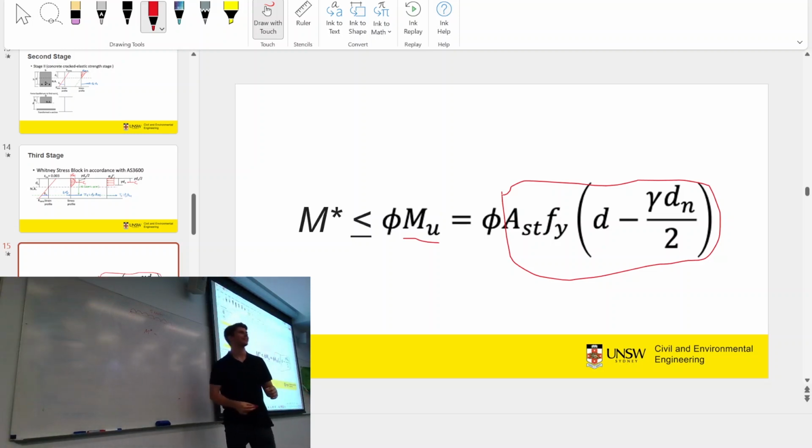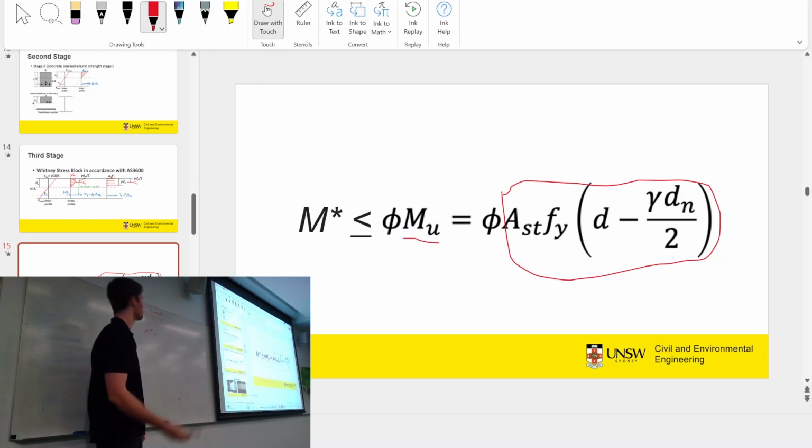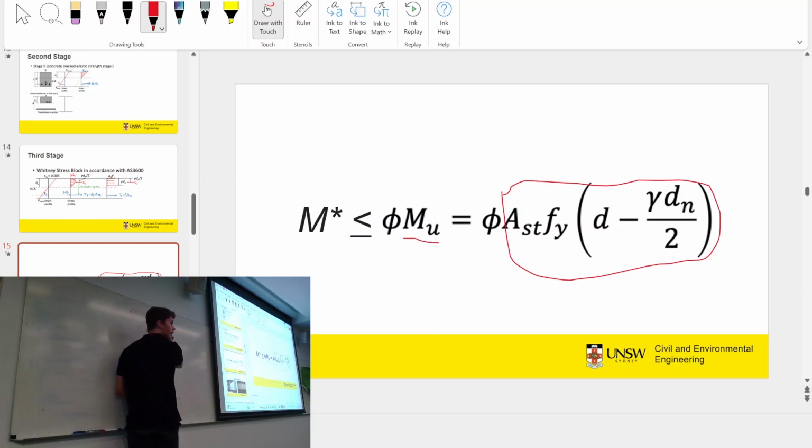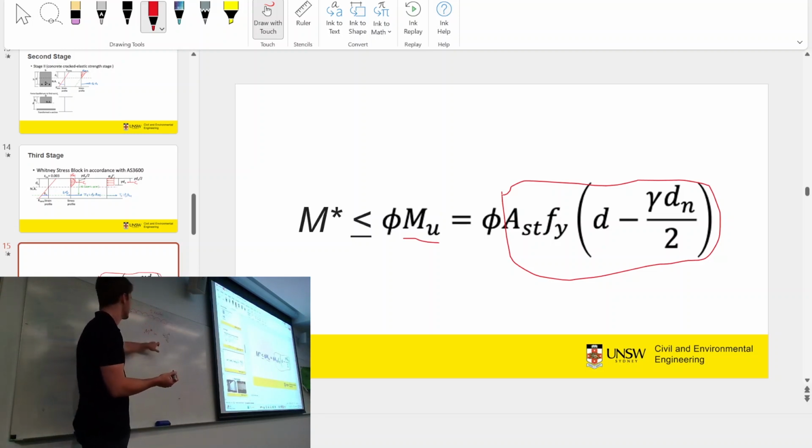Were you guys in Prash's class? Or if not, the moment at the middle will just be W L squared on 8. That's what it is.